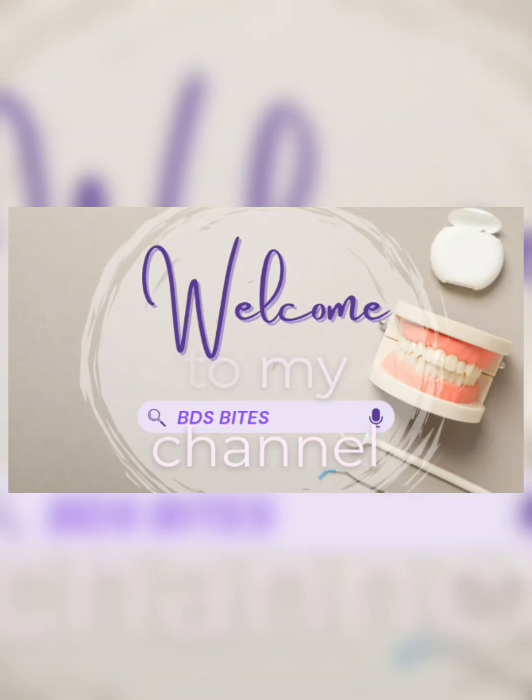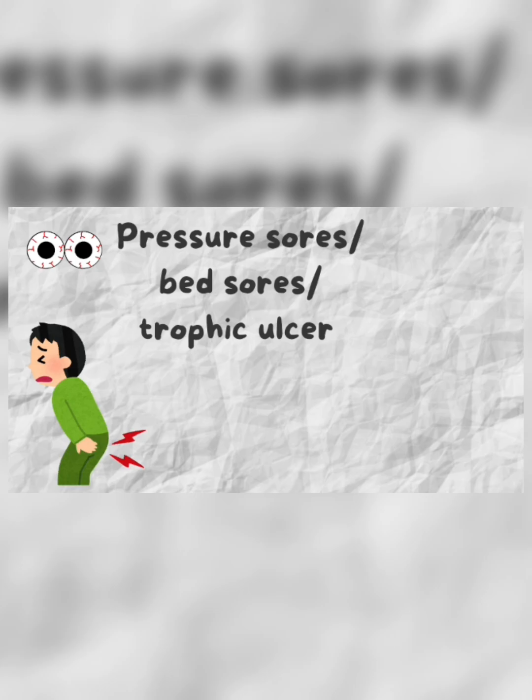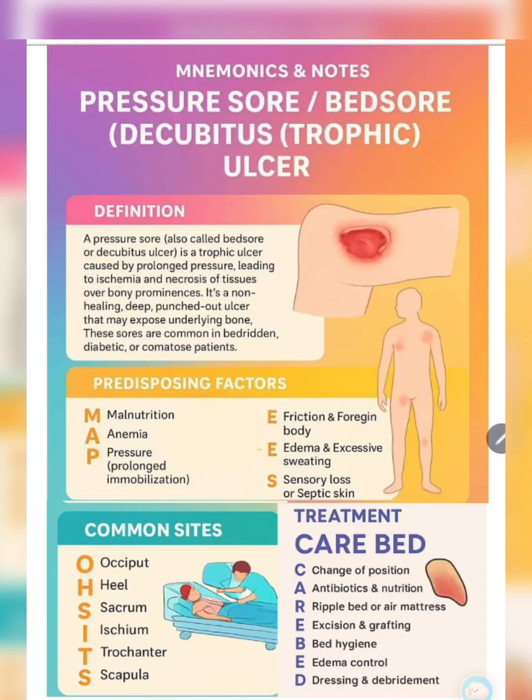The topic for today is pressure sore or bed sore. Pressure sore. Definition. A pressure sore is a trophic ulcer caused by prolonged pressure leading to ischemia and necrosis of the tissues. So when the pressure cuts off the blood supply, it leads to ischemia and necrosis of the tissues. It is a non-healing deep punched out ulcer that may expose the underlying bone.